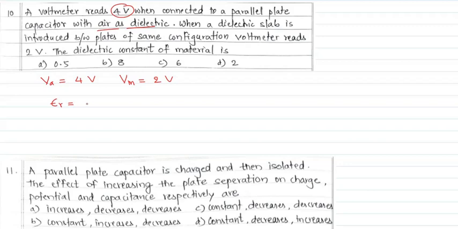So we know that epsilon R is equal to Cm by Ca. How are C and V related? C is equal to Q by V. So inversely proportional. So here you will have VA by Vm. Now substitute. VA is 4, Vm is 2. So the dielectric constant is 2. Option D is the answer. Next one.